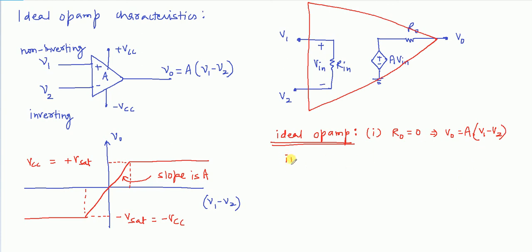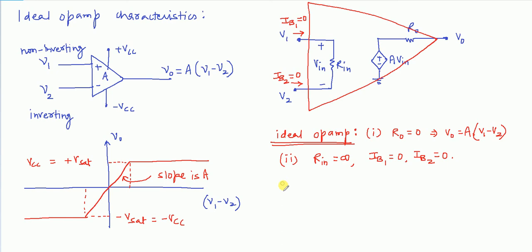Now the second condition is that the input current at both the input terminals are 0. IB1 is 0 and this IB2 is also 0. Now these two currents are 0 if and only if the input resistance is infinite. So for ideal op-amp, input resistance is infinite. This will make the input currents 0. IB1, IB2 both are 0.